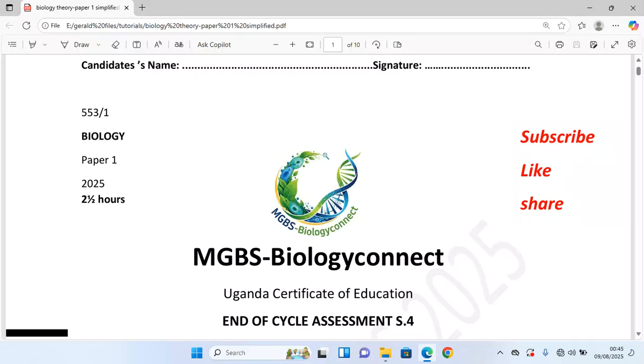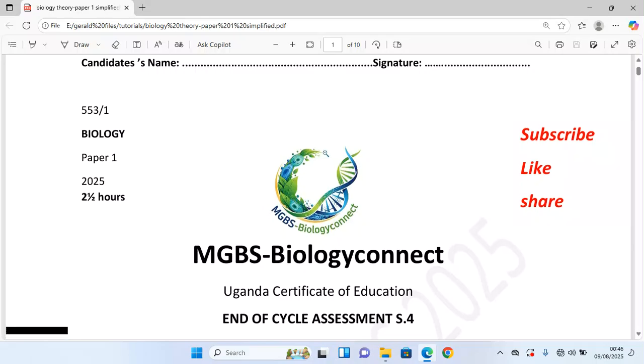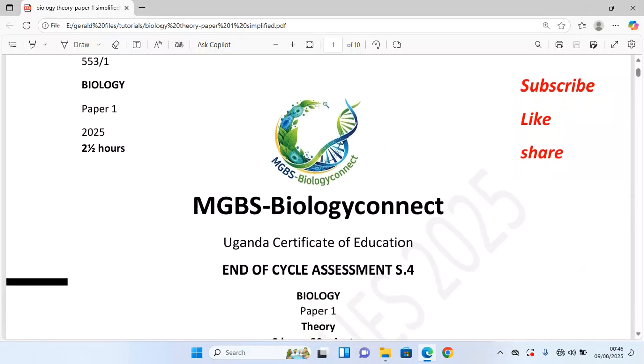Now what we are displaying is our biology paper. This is mine. Then if it was the UNEB, still it will be having the particulars, but it is the same as this format. This one is designed by me, Gerald, at Biology-Connect, as you're seeing, and we are going to be going through it.